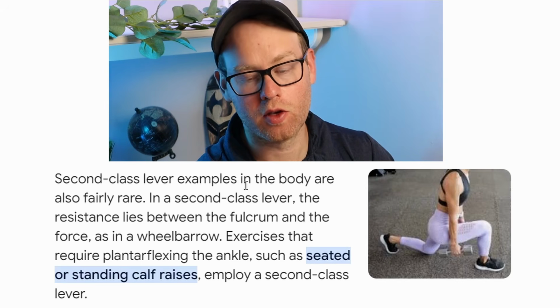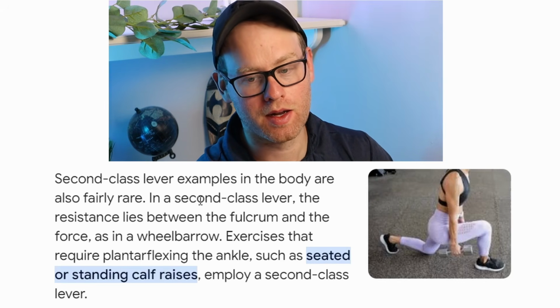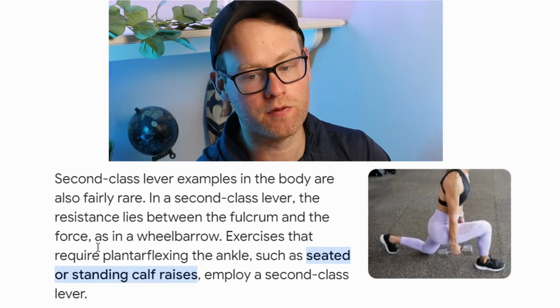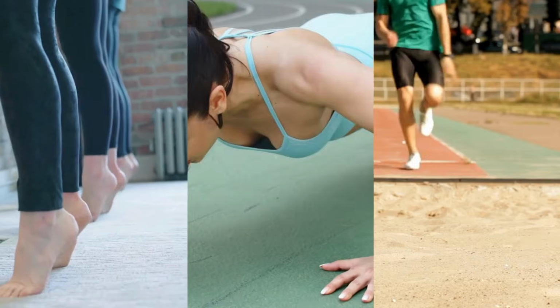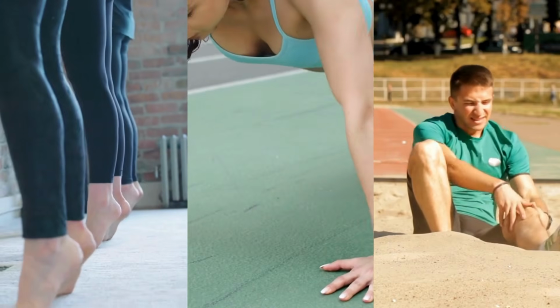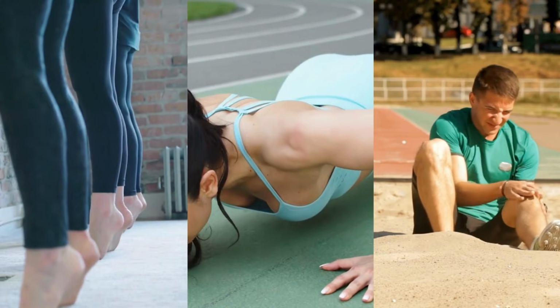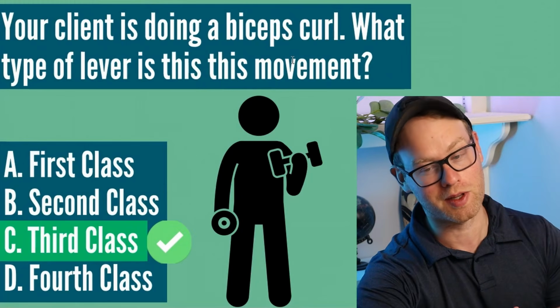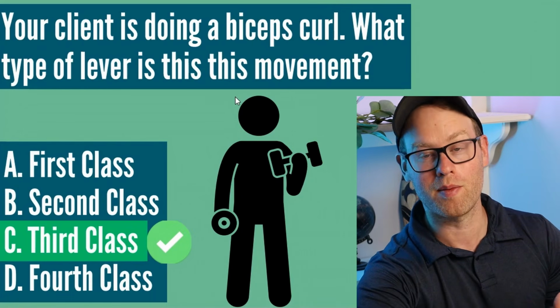Second class levers in the human body are also fairly rare. In a second class lever, the resistance lies between the fulcrum and the force, such as in a wheelbarrow. So things like calf raises or push-ups or even a long jump would be considered second class levers. Just know that a biceps curl is a third class lever, and those are the most common in the human body.